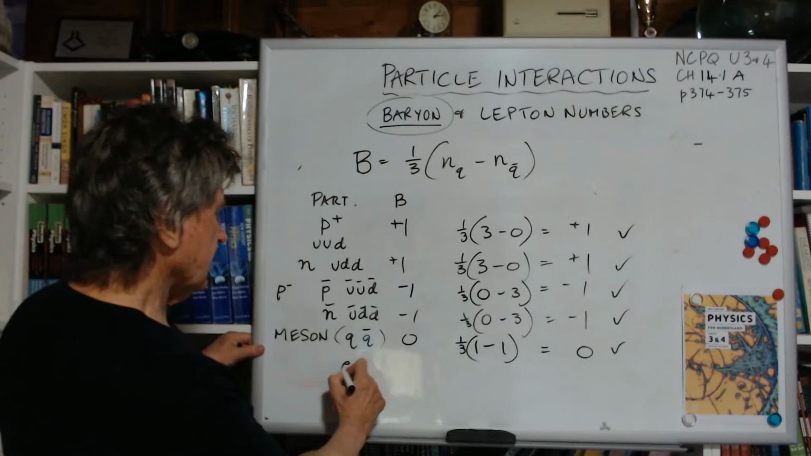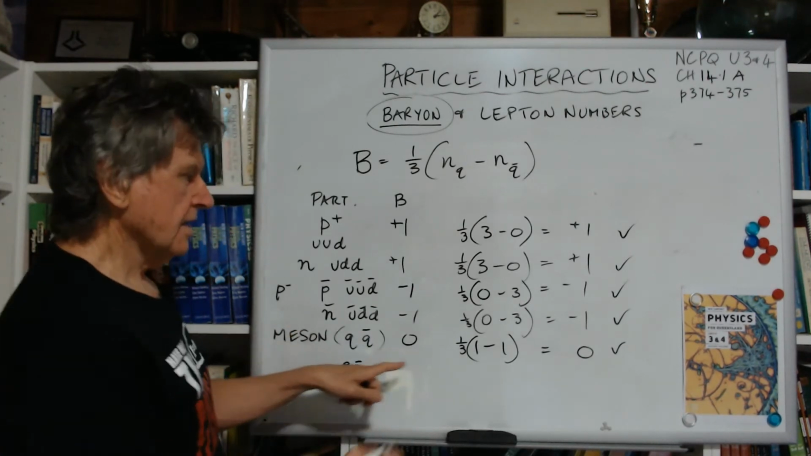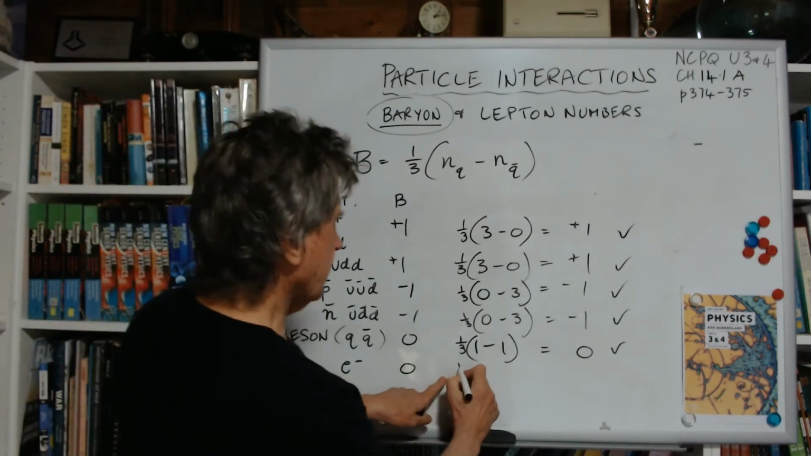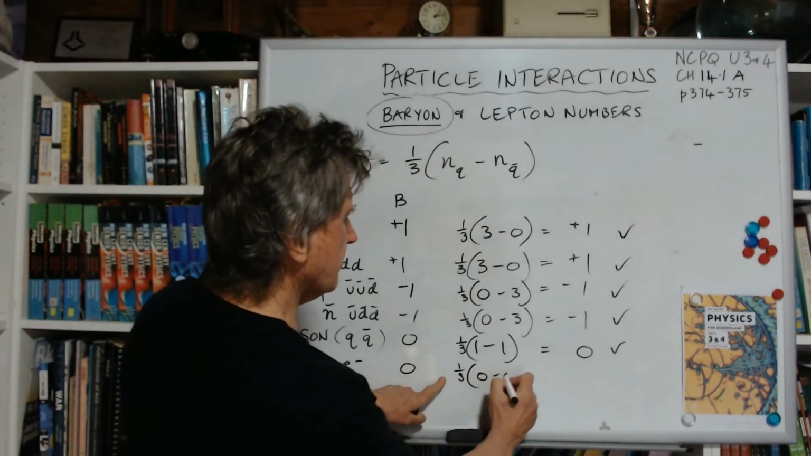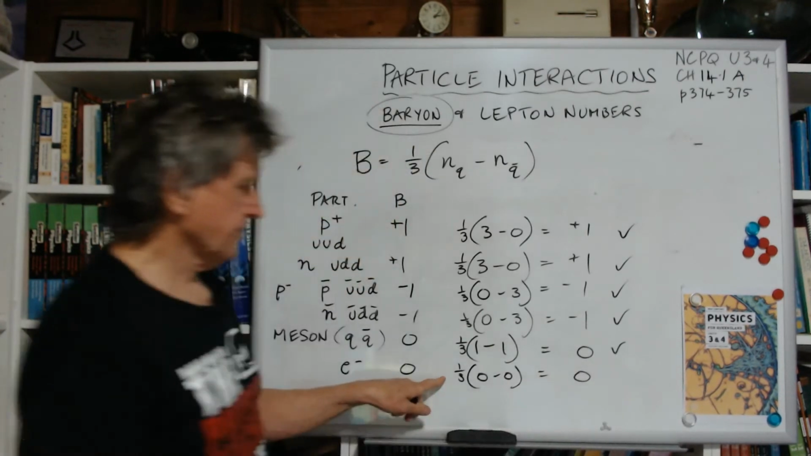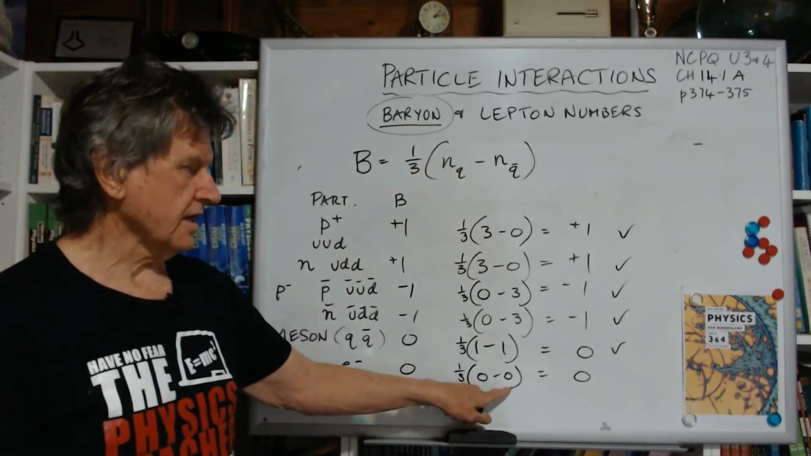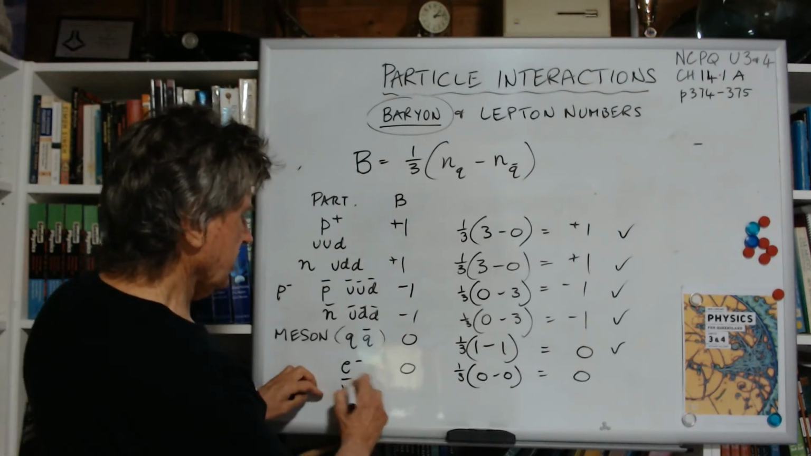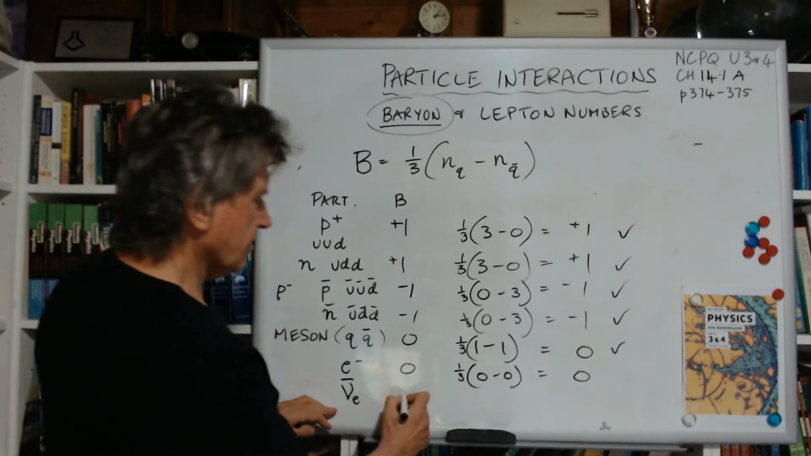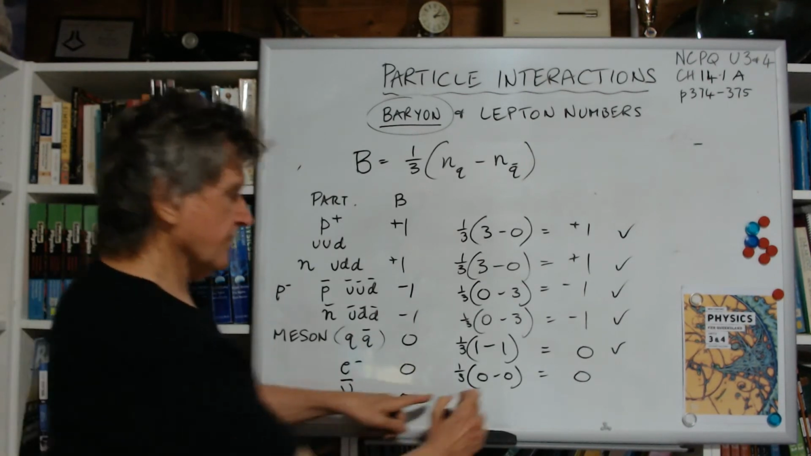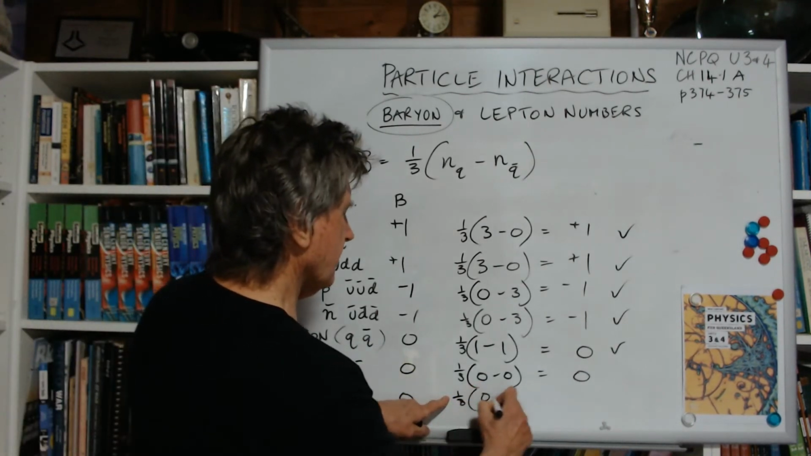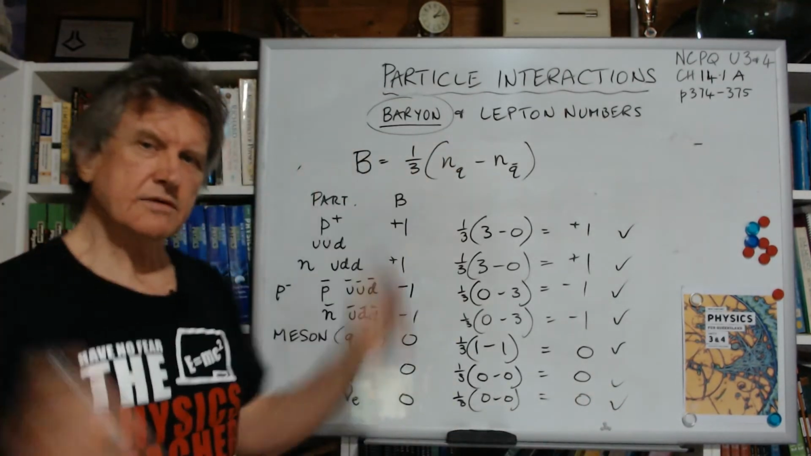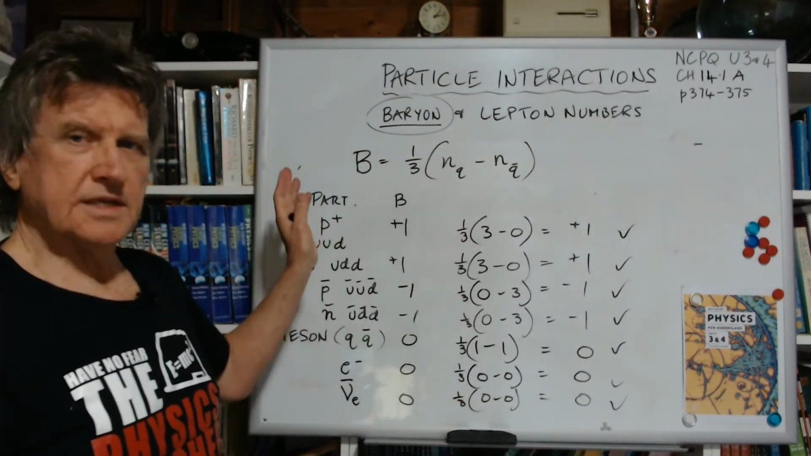Let's try something like an electron. Okay, you'd guess it's not a baryon, so it'll have a baryon number of 0, and sure enough, 1/3, 0 minus 0 is 0. There's no quarks in it, there's no antiquarks. Lastly, what about, say, an antineutrino? It's certainly not a baryon, so it's 1/3 of 0 minus 0, and that's 0. Tick, tick, ta-da, we're all done. So all of that seems to make sense.